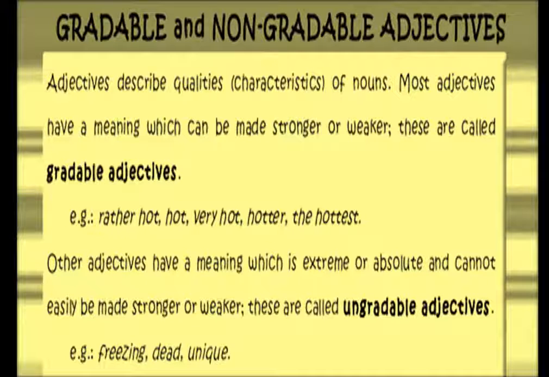It means the adjective which describes the qualities of a noun. Here we are talking about the qualities of a noun. Those qualities have a meaning which can be stronger or weaker. That is known as a gradable adjective. Here are some examples: rather hot, hot, very hot, hotter, and the hottest. These are examples of gradable adjectives.